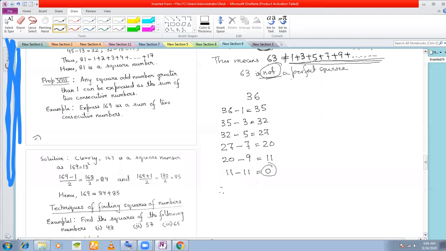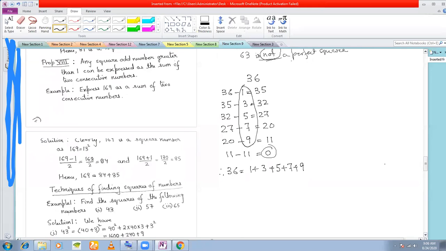So therefore, 36 can now be written as the sum of all these. Right? 36 can be written as a sum of all these: 1, 3, 5, 7, 9, and 11 also. Okay, this 11 is also included. What you see here, very interesting, is that 36 has been written as a sum of these odd numbers.